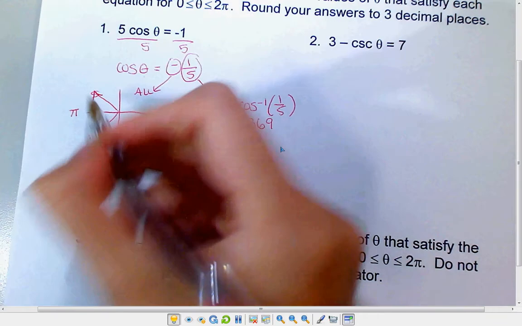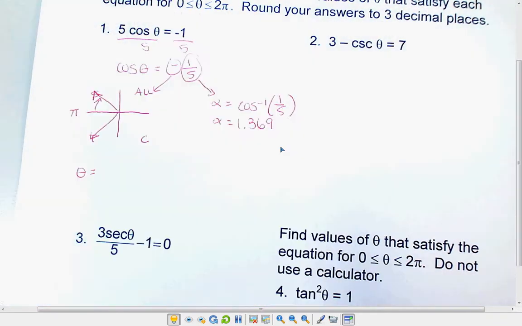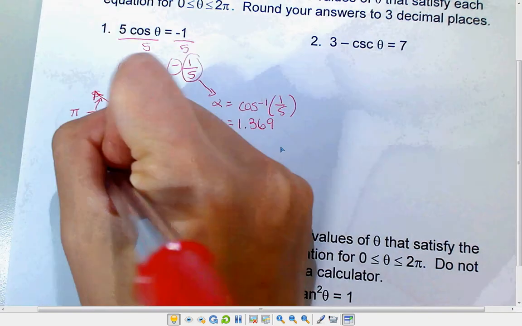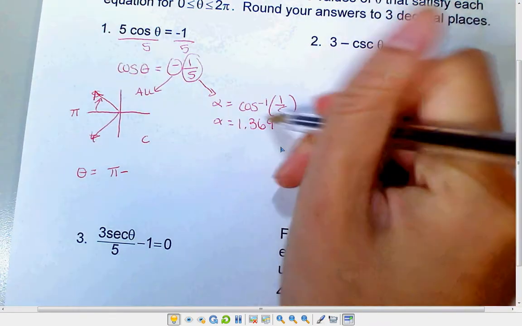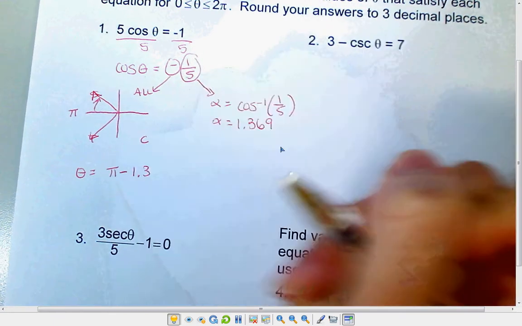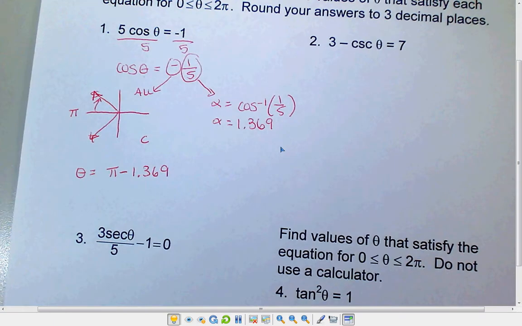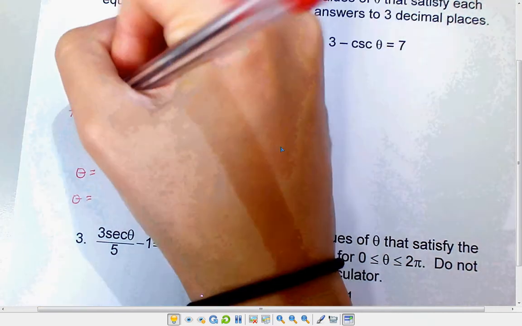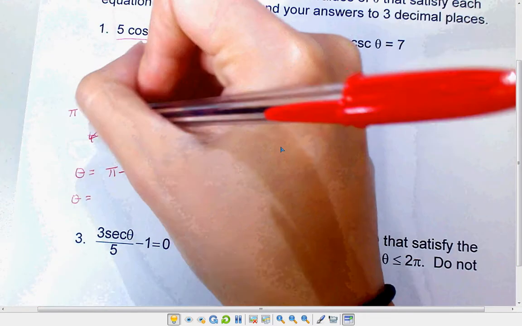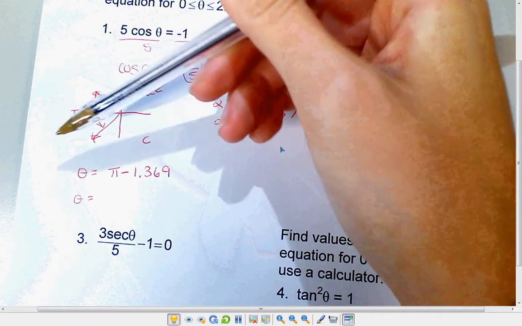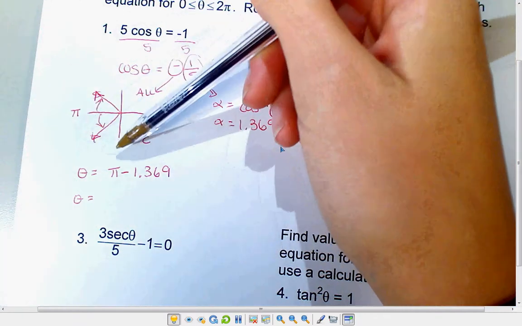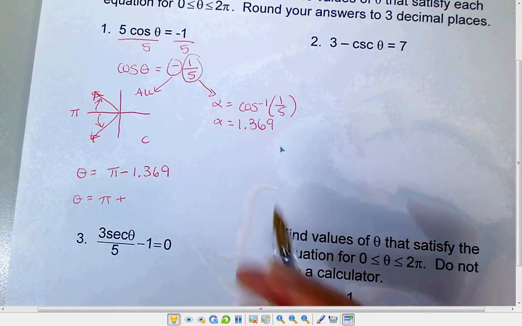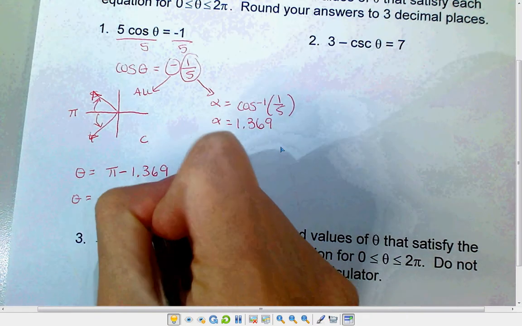So our first answer, if we start at pi and we're going in this direction, this is going from 180 to 90, so we're decreasing. So we want to do pi minus our angle, which is 1.369. Our other answer is going to be starting at pi again and going in this direction. So if we start at pi and we're going towards 3 pi over 2, now we're increasing, so we have pi plus, again, our angle, which is 1.369.